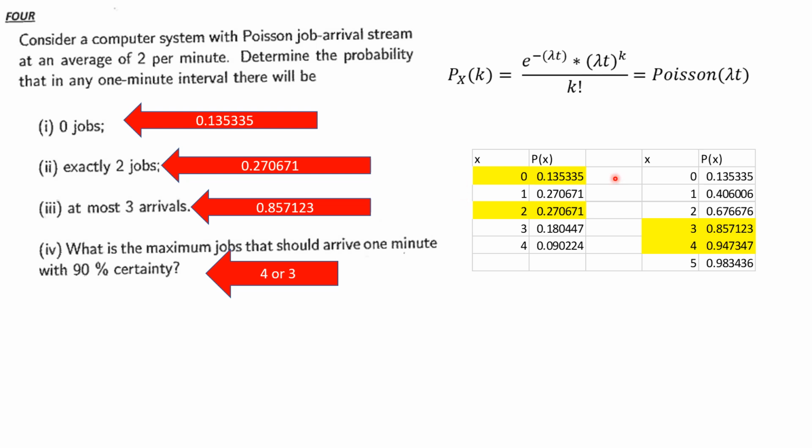So if it was 0, you get 0.135335. Exactly 2 was this number here, 0.270671. At most 3, you could use the cumulative probability distribution shown over here, and you get 0.857. And what's the maximum number of jobs that should arrive in 1 minute with 90% certainty? Well, you were actually at 94% probability if you were at 4, and you were at 3, so I counted 3 or 4 to be correct on that problem.